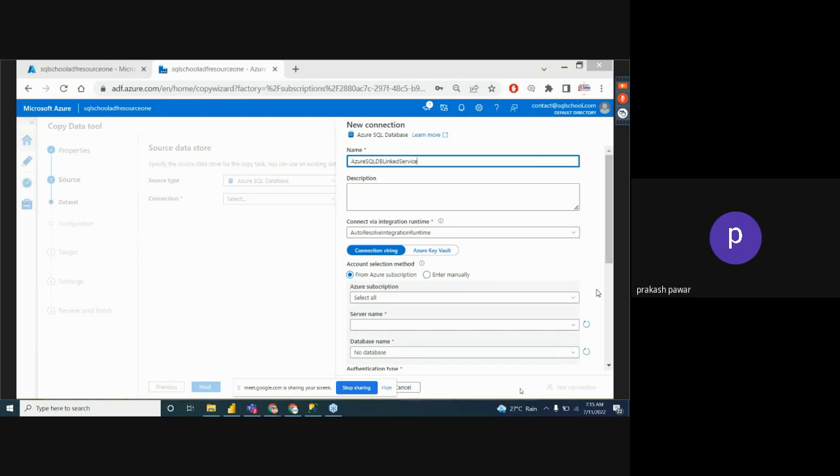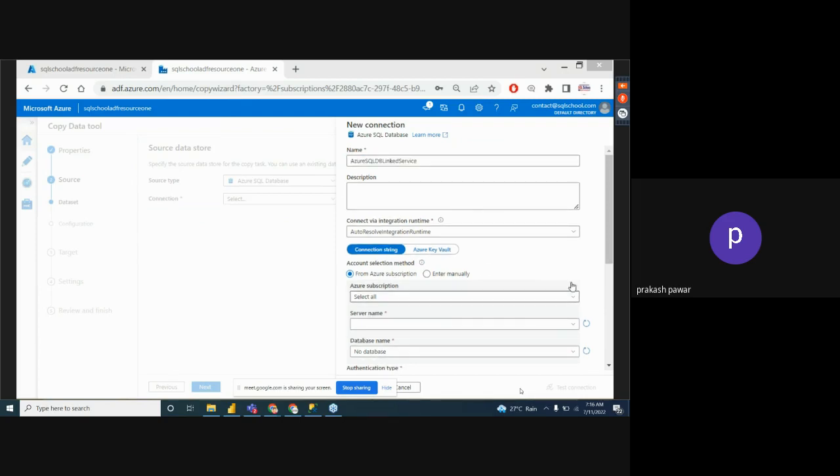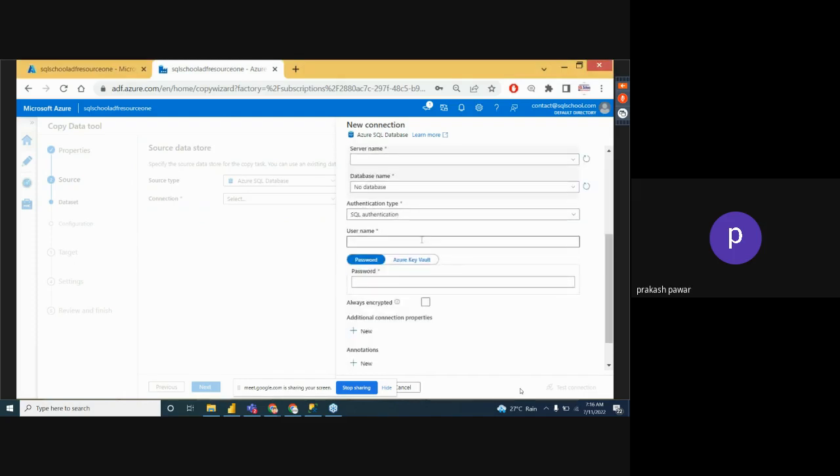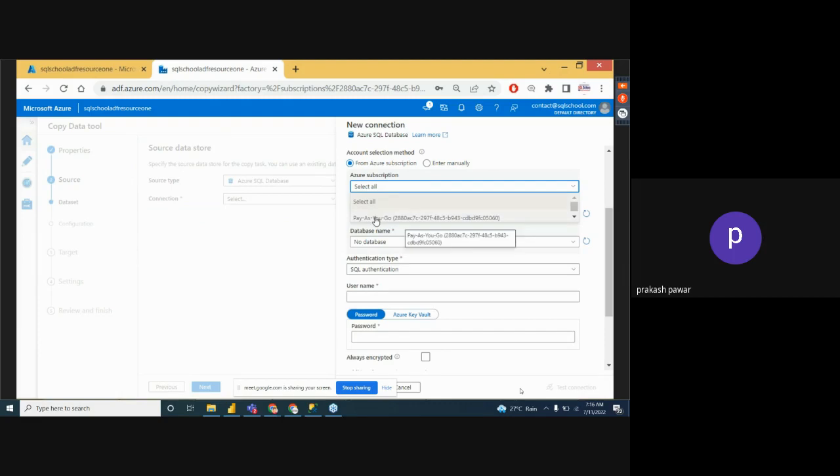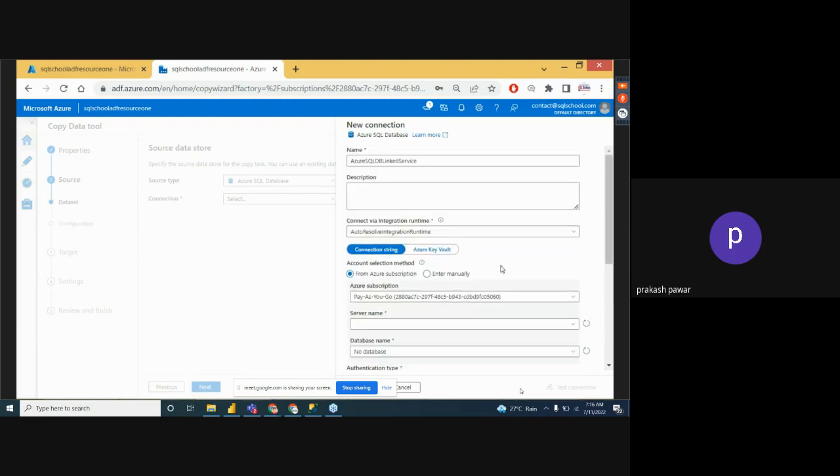Our next step. Let's continue. Here, remember, linked service means connection, just the connection part. Provide some name and subscription. In your subscription, you will see your subscription, it would be a free subscription.